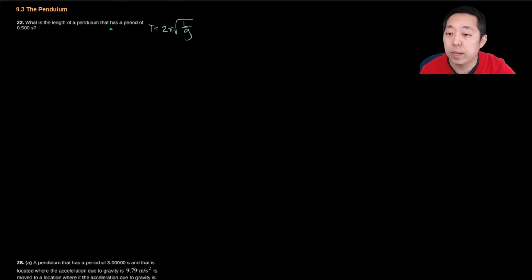What is the length of a pendulum with a period of 0.5 seconds? So typically you know G, because if you're on Earth or something like that, then it's pretty clear. So if the period is 0.5 seconds, I can solve for L.